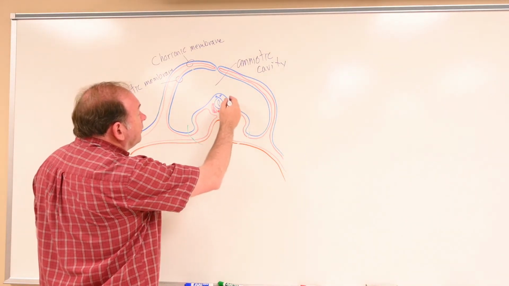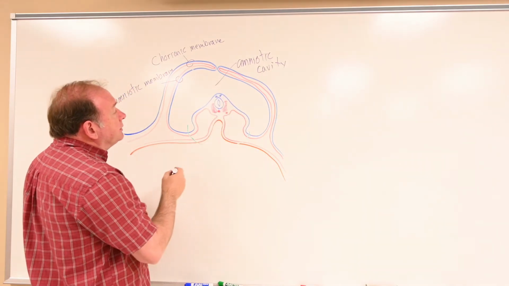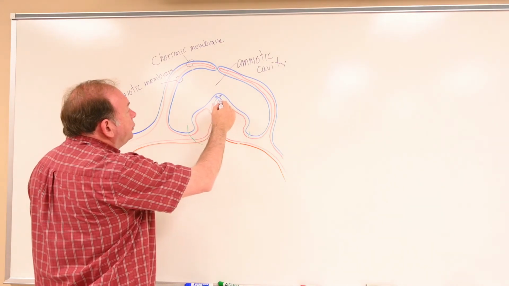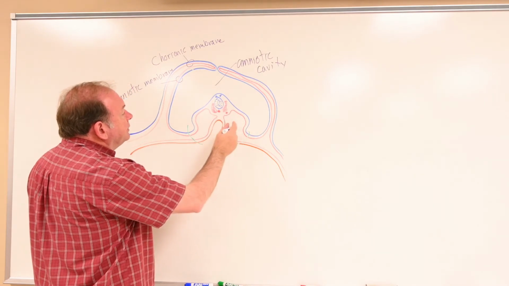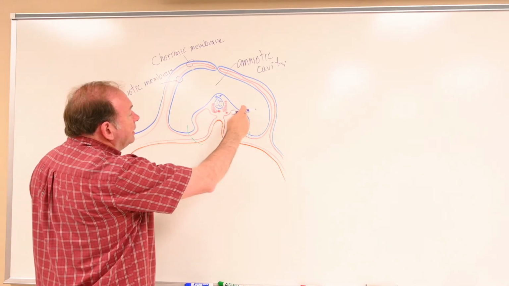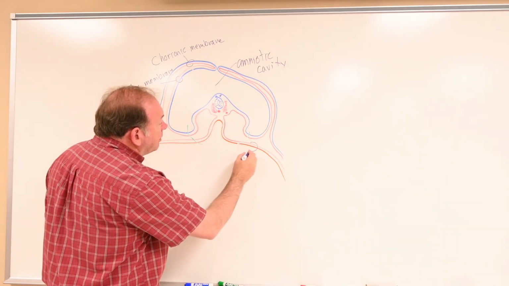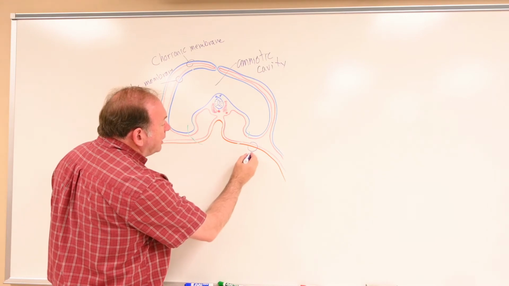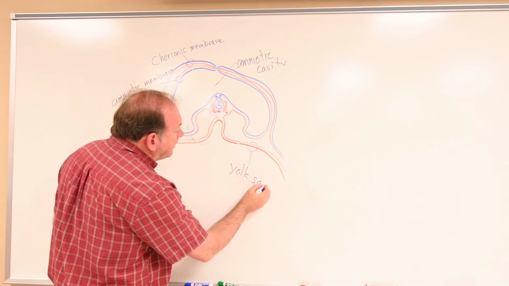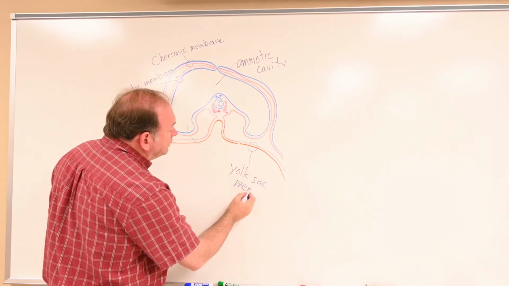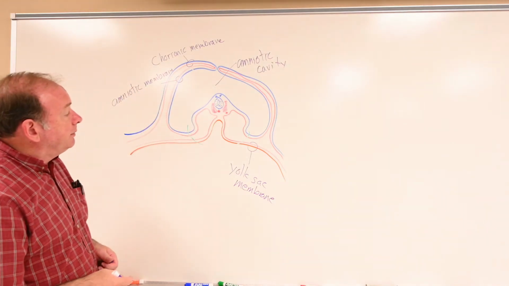So we've already seen surface ectoderm, we've seen the neural crest ectoderm, we've got the neural tube going on in here. We have somite mesoderm, we have intermediate mesoderm, we have the coelom with the somatic layer of mesoderm and the splanchnic layer of mesoderm. This double layer right here of splanchnopleural membrane, that is the yolk sac membrane. Yolk sac membrane, or simply yolk sac.